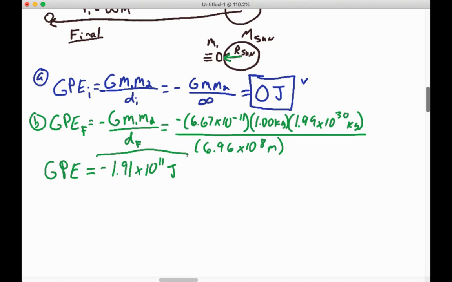So put a box around it. Do a quick check: we solved for the right thing, this should be final. We gave it the right units. We got a negative number. That makes sense, GPE is always negative. And this looks good, so we're good with that.